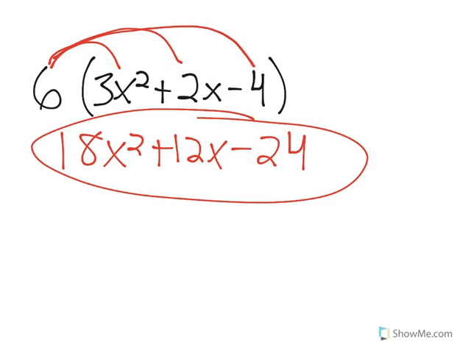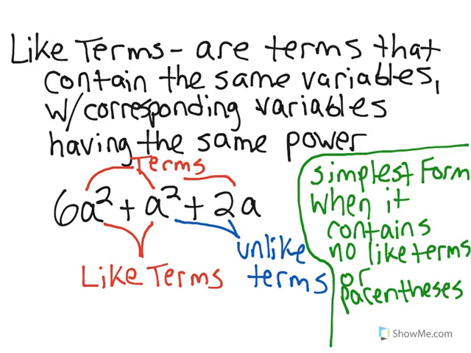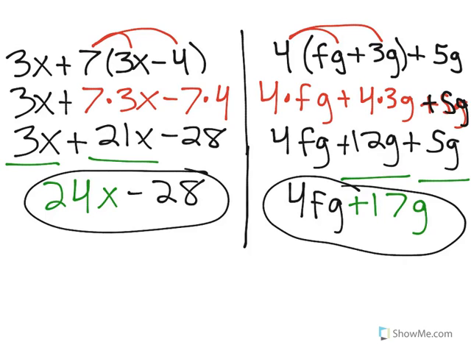And then I even showed you an example where there was more than one thing on the inside. In this case, there were 1, 2, 3 things on the inside. It doesn't matter. You just simply do the distributive property to all of them. And if you need to, combine any like terms, but in this case there were no like terms, so we were done. Then we talked about like terms, what it means to be a like term. We talked about simplest form, meaning no more like terms and no parentheses.